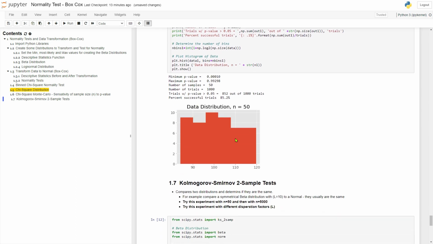We can see it doesn't look particularly normal. And from these trials, we saw we had a minimum p-value of 0.001 and a maximum p-value of almost 1. And when we look at this, it says that 85% of the trials were successful, or 852 trials out of 1,000 produced a normal distribution.